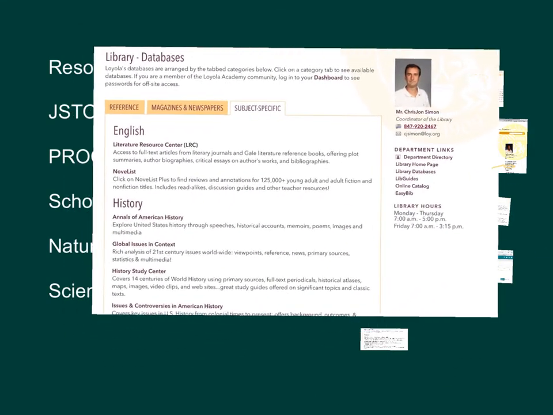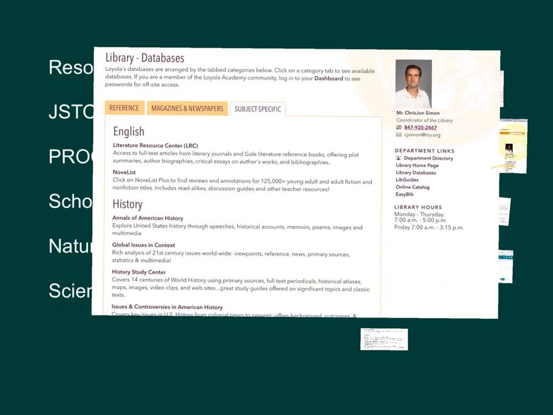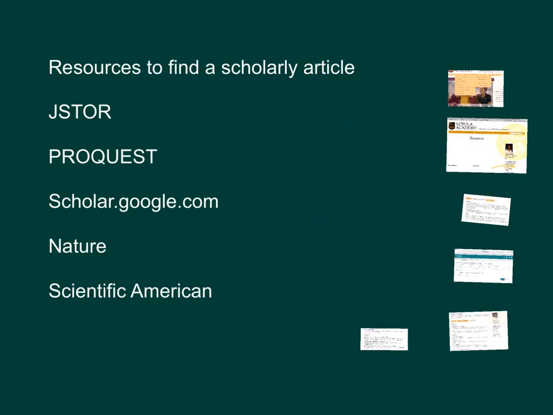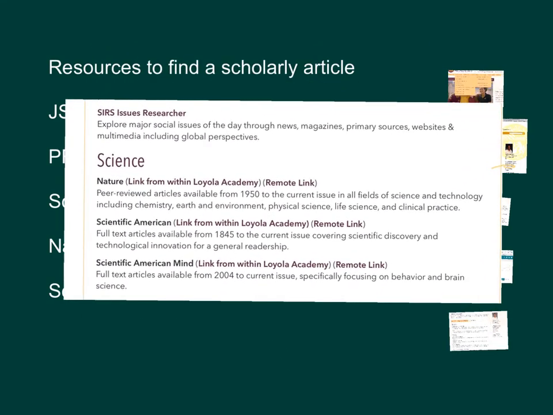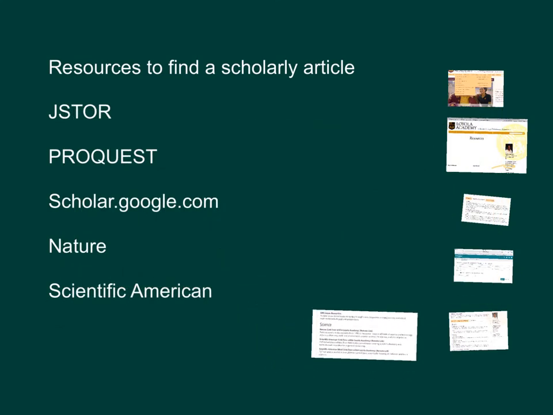Now, if you notice, this is for subject and specific. There are English and history, but there are also issues and controversies in American history. But more importantly, there are these four possible sources: Nature, Scientific American, Scientific American Mind, as well as the SIRS, which is Social Issues Researcher. So those are all possible sources.